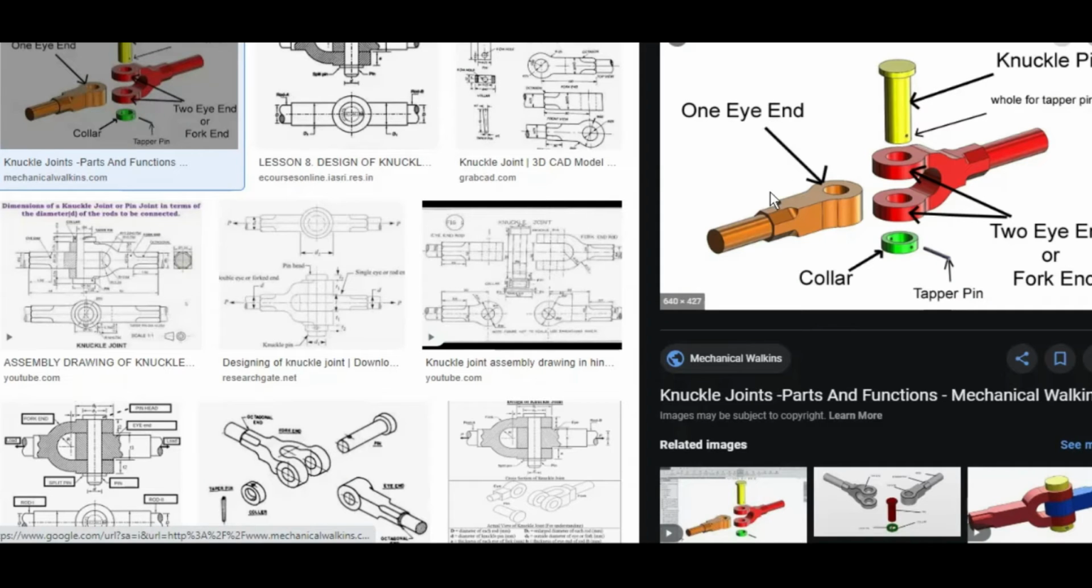This is a knuckle joint, with one eye and two eyes and a knuckle pin taper. These are in tensile load where some rotation is allowed.